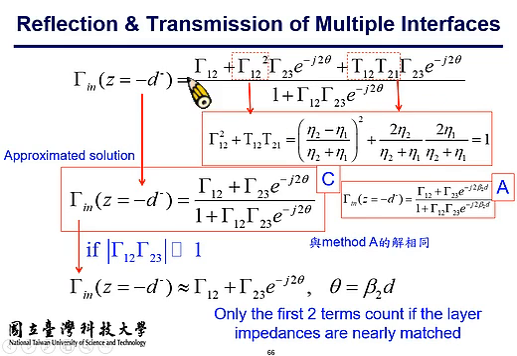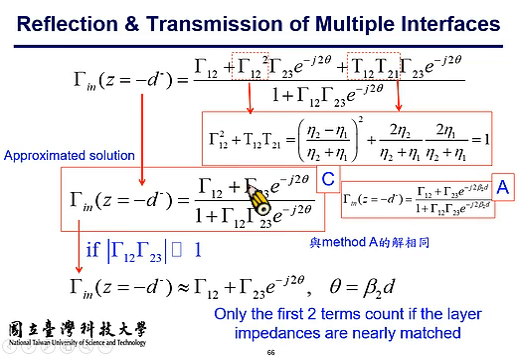So if you're interested, you can continue the discussion over here and find out that if the product of gamma 1,2 and gamma 2,3 is much smaller than 1, then you will end up with a reflection coefficient like this, which is the same. The first 2 terms are enough to describe the dominant terms of this 3-layer structure. And it should approach the result of your analytical solution.